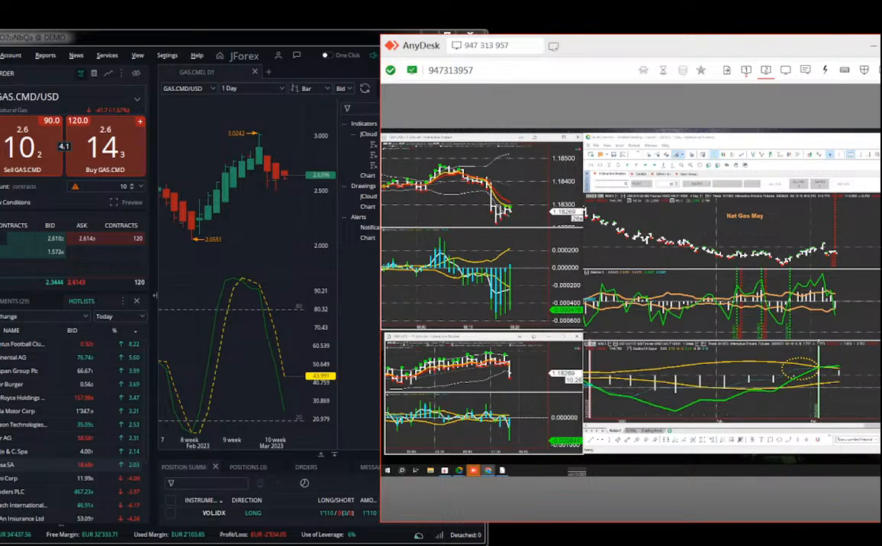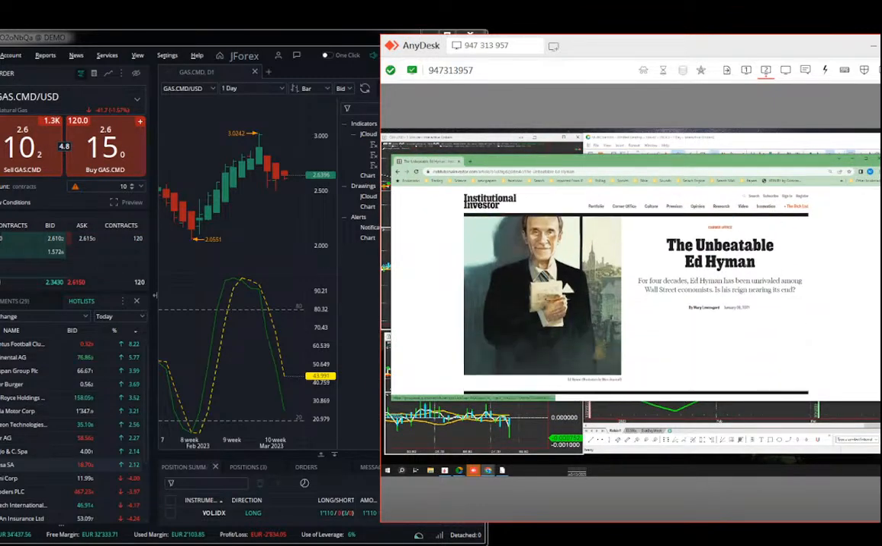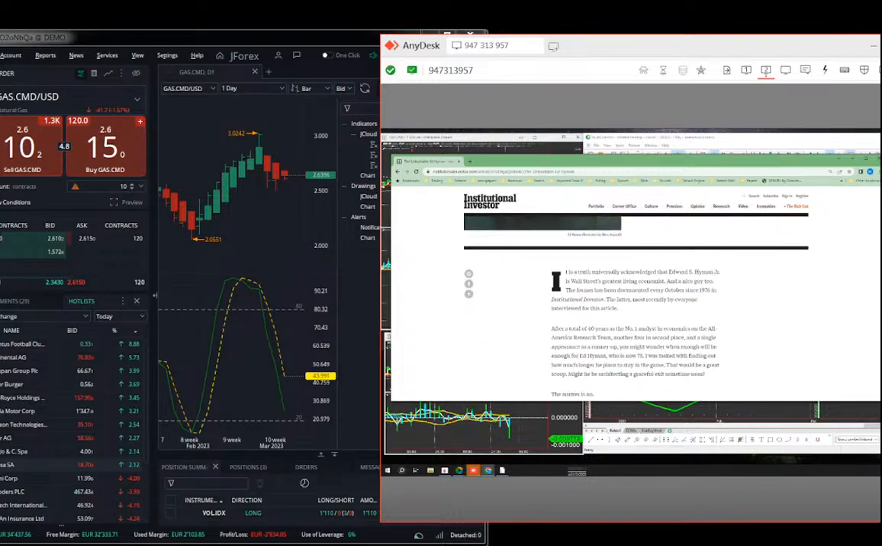Guru Focus, Unbeatable Ed Hyman. Wow, that's a title. Institutional investors. Ed Hyman, the Unbeatable Ed Hyman Institutional Investor. Let's see. Click on that. I'll show you that one. That's pretty cool. Oh, it's a younger picture of him too. Cool. Ed Hyman. There we go. For 4 decades, Ed Hyman has been unrivaled among Wall Street's economists. His reign near its end? Question mark?